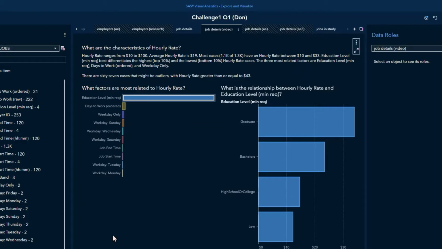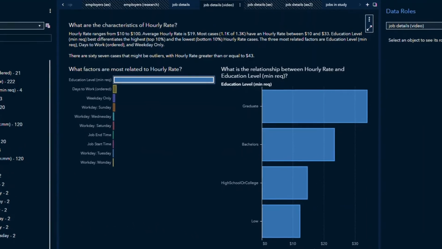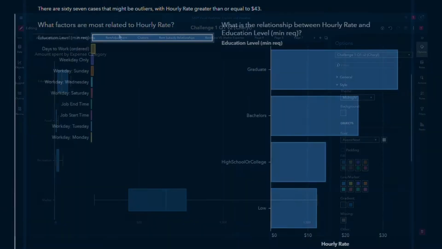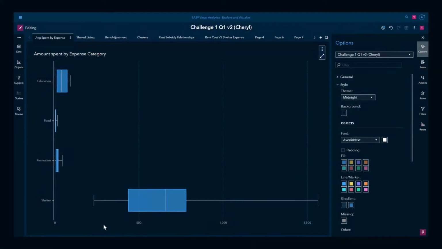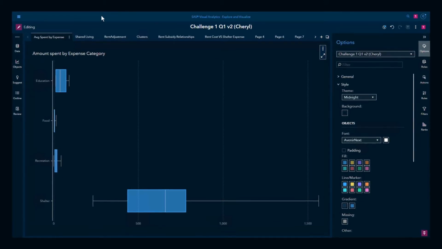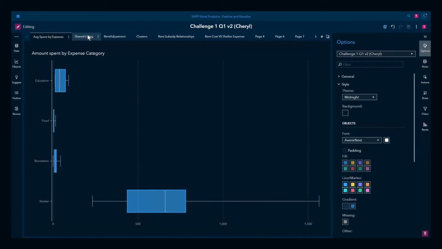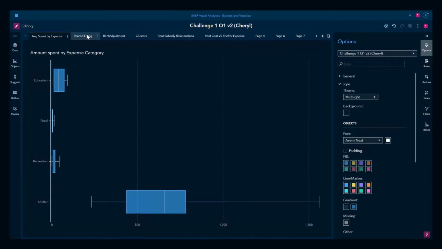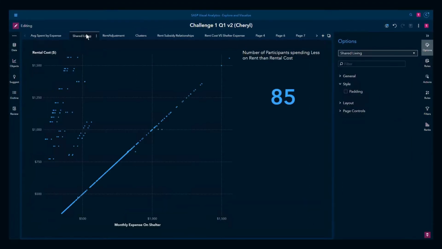For example, the generated plots show that the average hourly rate increases as a participant's education level increases. Box plots reveal the amount of money participants spent by category, with housing being the largest. However, housing costs are highly variable, and looking at the details allows us to compare an individual's housing expenses to the typical cost for that area.